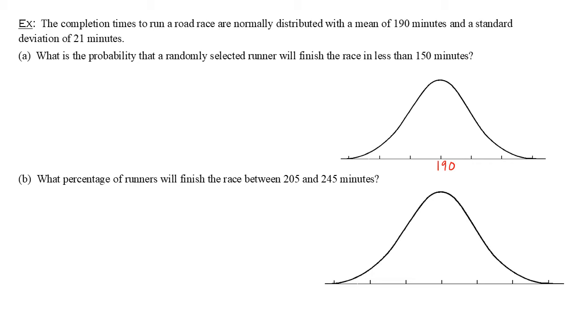So if we go down and we add 21, 190 plus 21 is 211. Add 21 again, it's 232. And add 21 one more time, and we get 253, 3 standard deviations above. And then if we're going the other way, 190 minus 21, we have 169. Subtract 21 again, we have 148. And then subtract 21 one more time, and we have 127.